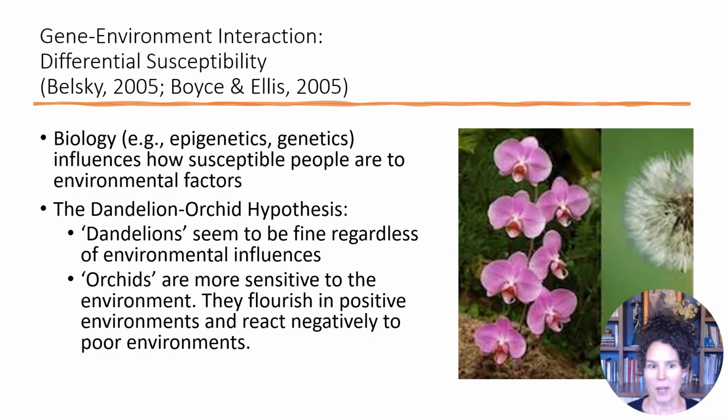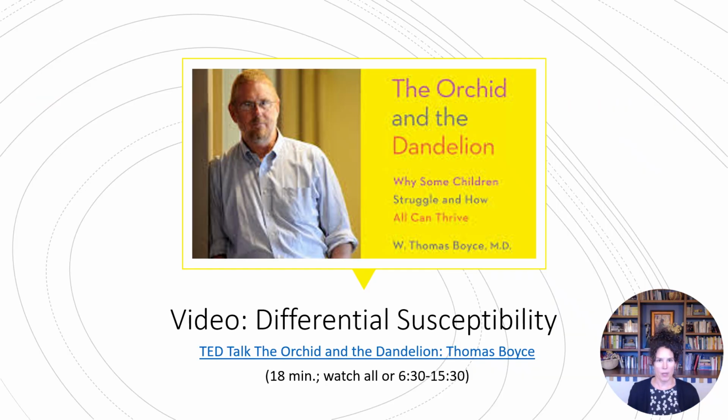Just like real orchids, they do well under really great conditions, and then they do really poorly if they don't have, for example, the right humidity and the right sunlight. Whereas dandelions kind of look like dandelions no matter whether they're growing in the middle of a sidewalk or in a beautiful garden. Okay, so this is one of the creators, Tom Boyce, of the differential susceptibility or orchid dandelion hypothesis. I'd encourage you to watch some of his TED Talk. Very helpful. And you'll note that he says on average about 20% of the kids that he was studying would be classified as orchids. I don't actually know what the overall number is in more recent studies.